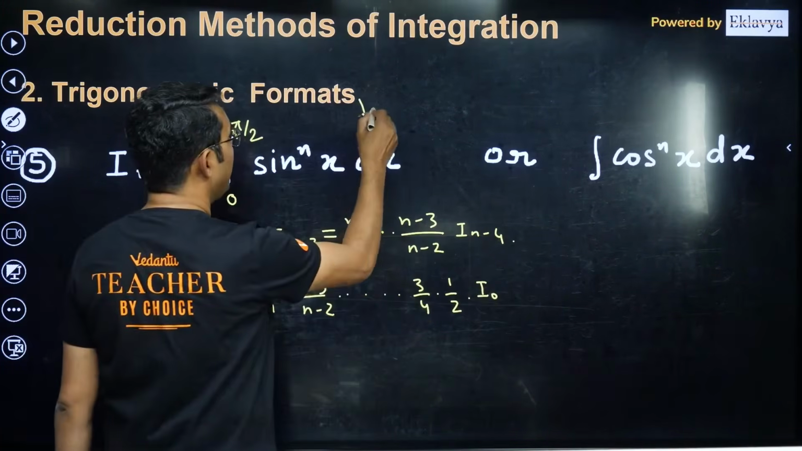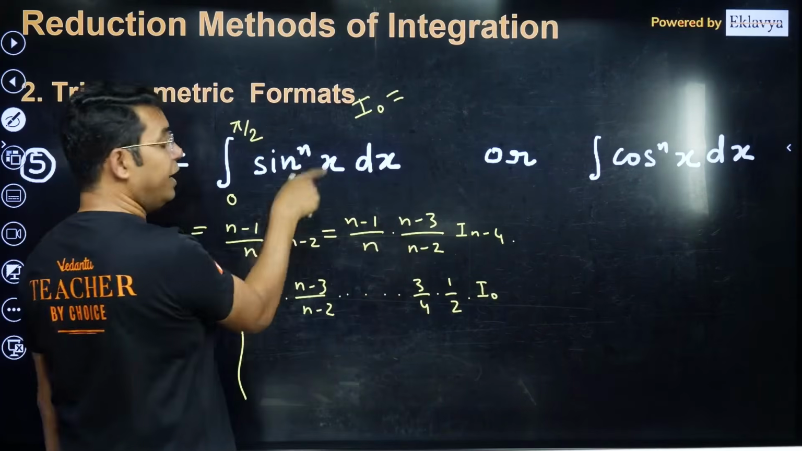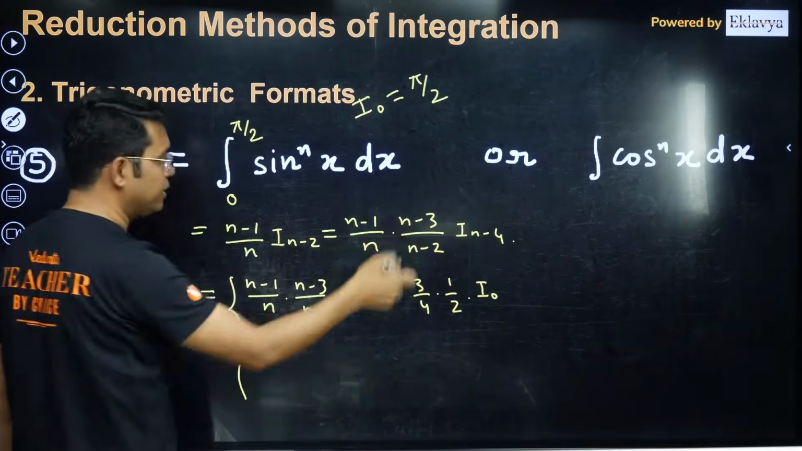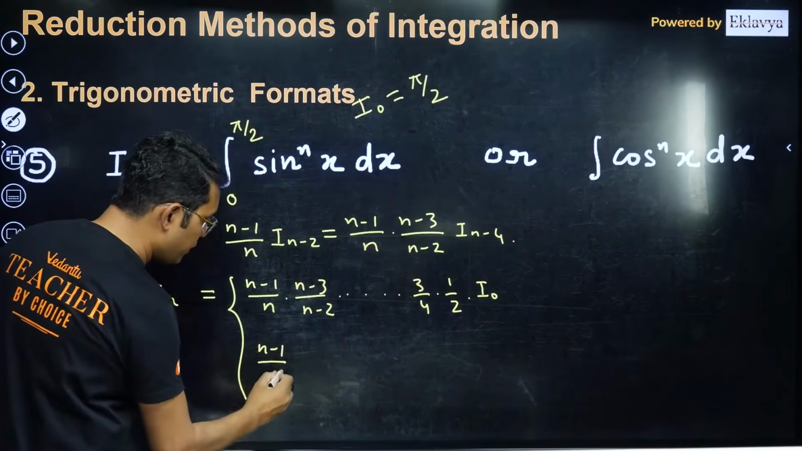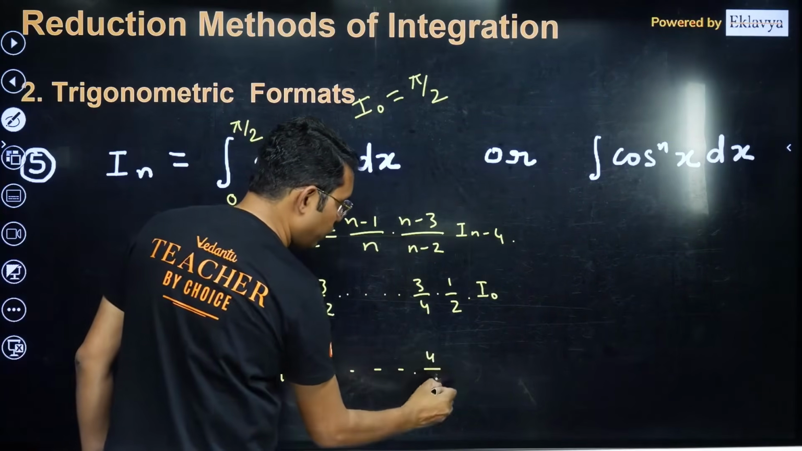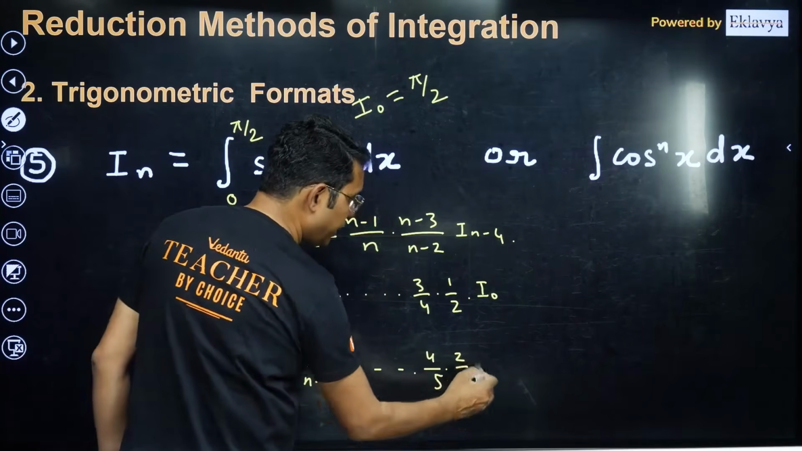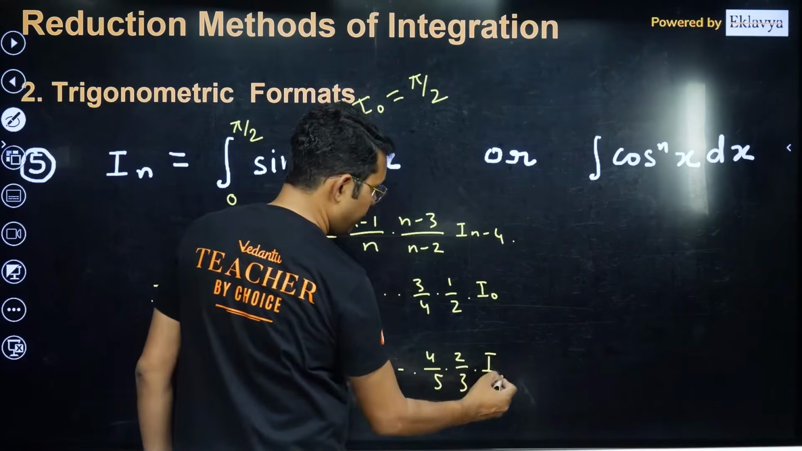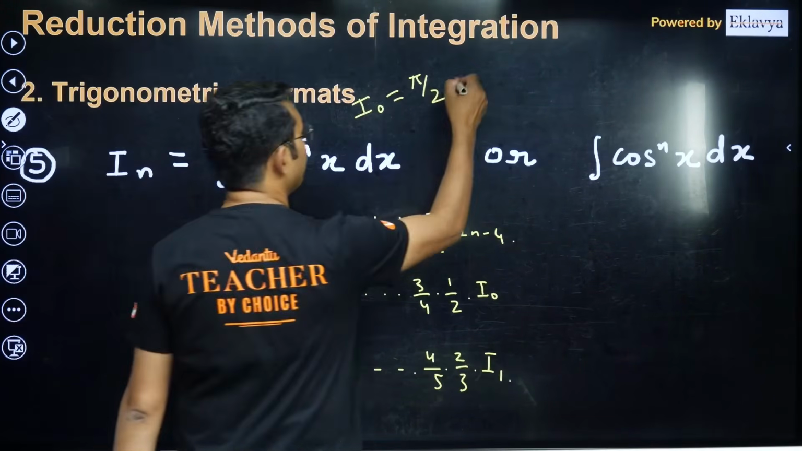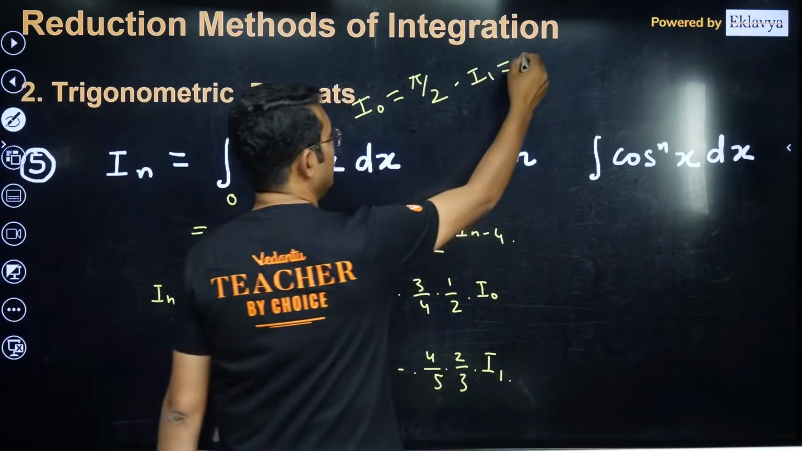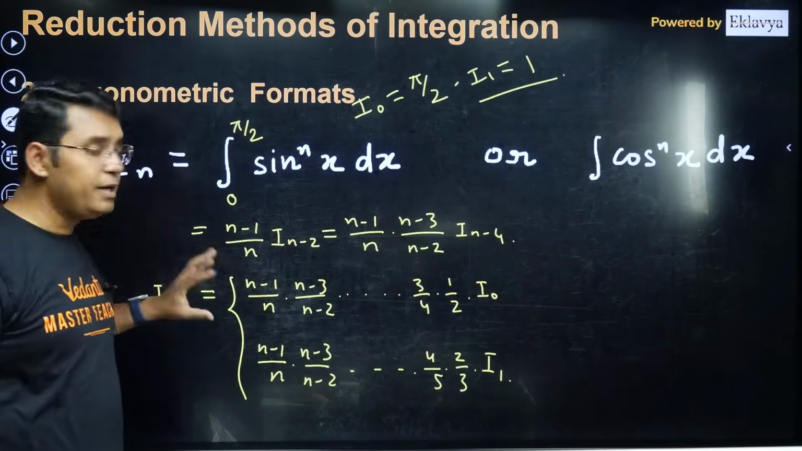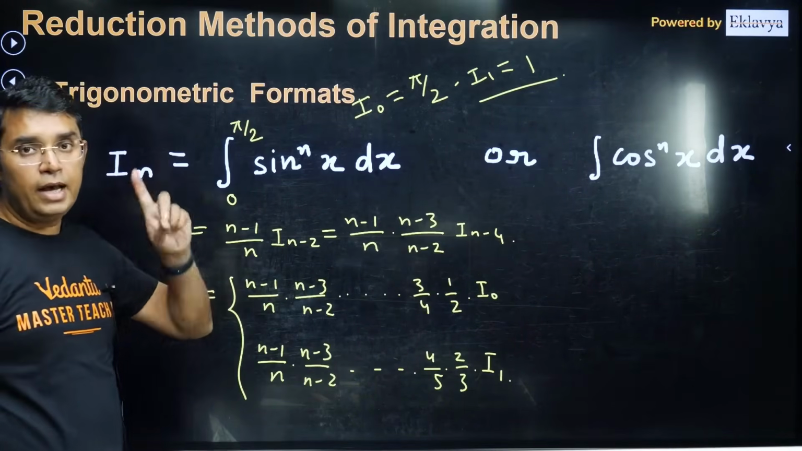And dear all, I naught is very easy to find. Your integral will be just the integration of 1, so you can write it as pi by 2. If your n is odd, then it will be like this, and so on. Here you will have 4 upon 5 and then 2 upon 3, and then it will end at I1. And what is I1? I1 is just the integral of sin x from 0 to pi by 2, which is equal to 1. So this is how it can be written directly, and that is one very important result I will ask you to remember.